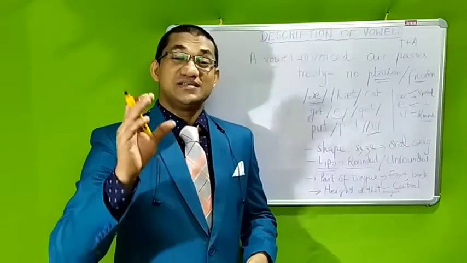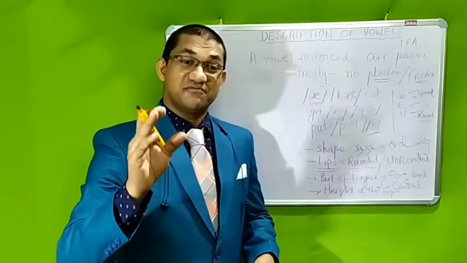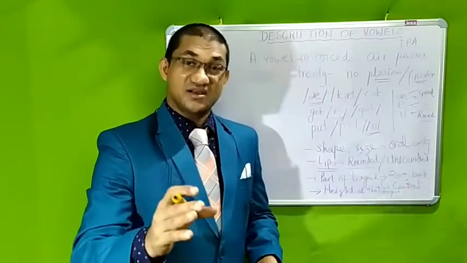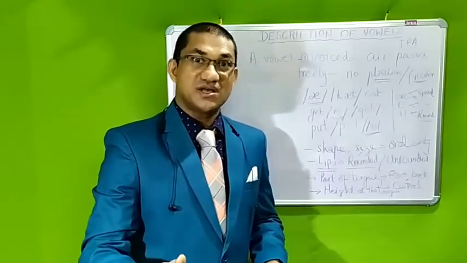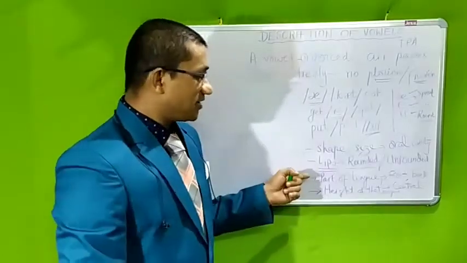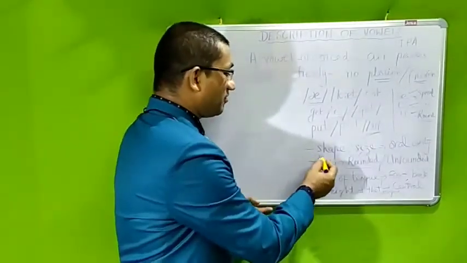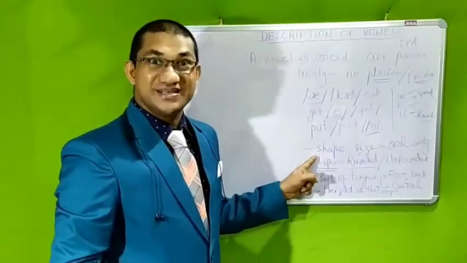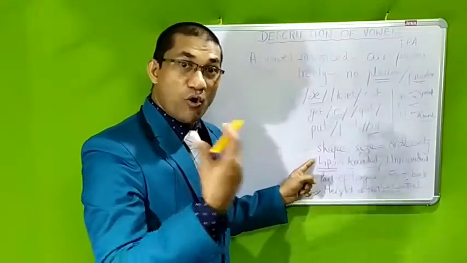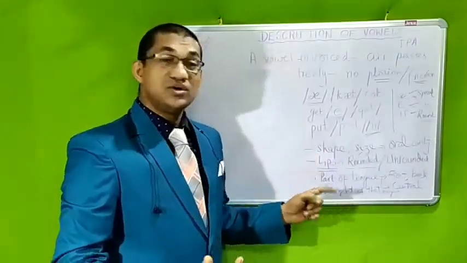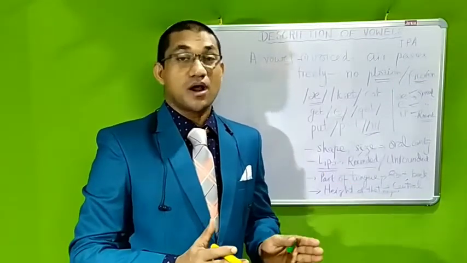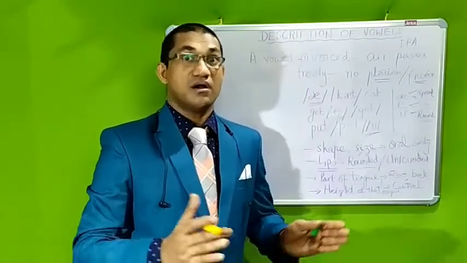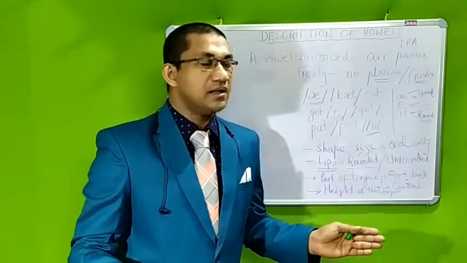So these are the important factors that decide the characteristic of one vowel sound from another. What are the characteristics? Number one, of course, the shape and size of the mouth cavity, oral cavity. Number two, the shape of the lips, whether the lips are rounded or unrounded or spread.